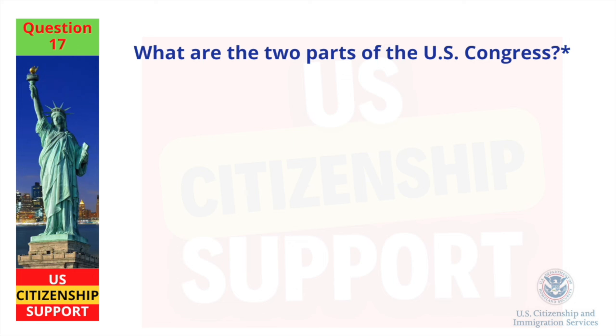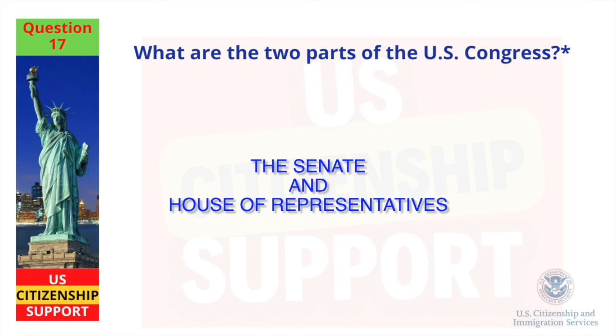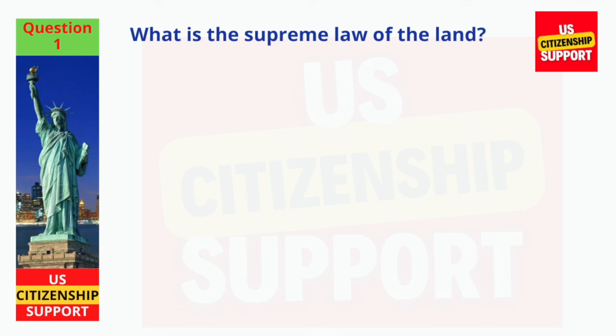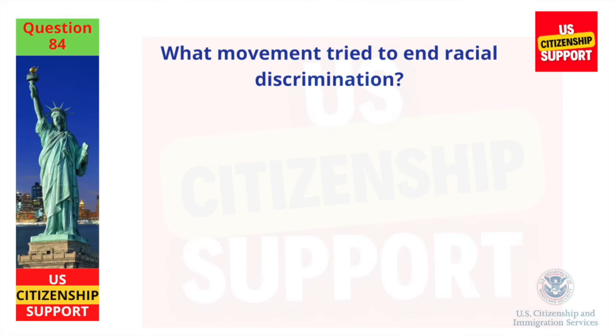What are the 2 parts of the U.S. Congress? The Senate and House of Representatives. What is the supreme law of the land? The Constitution. What movement tried to end racial discrimination? Civil rights movement.